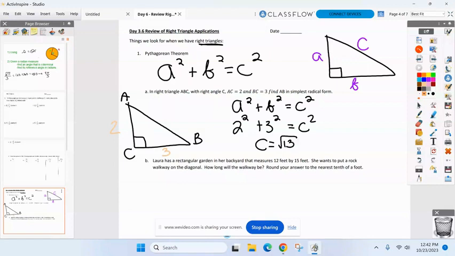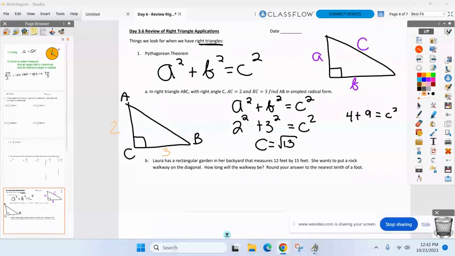Now look, could I have gotten that by just doing 4 plus 9 equals C squared and then taking the square root? Yes, but your calculator will always give you the answer in simplest radical form, so you don't have to do any extra work. Questions? All right, let's keep going.